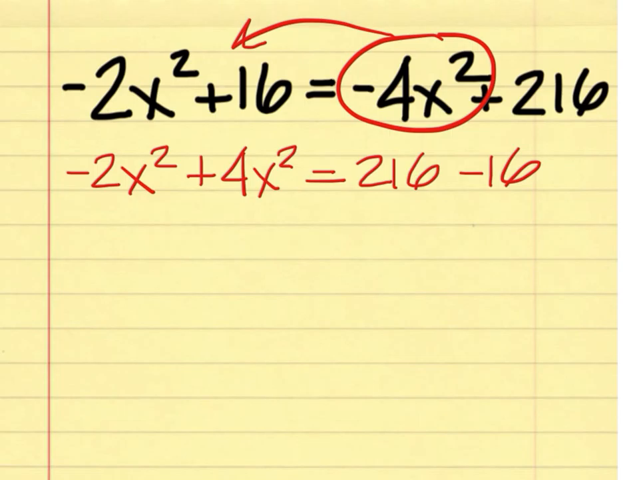Martin. Pass. He'll pass, so we'll go to Perry. That would be 2x squared. That's right, it would be 2x squared. We'll give that to him. And next, on the right-hand side, 216 minus 16 goes to Wilburn. 200. 200, yes.